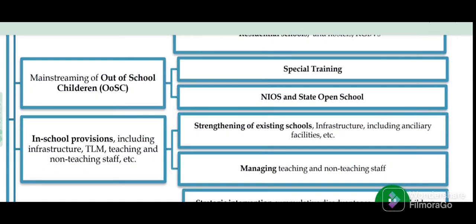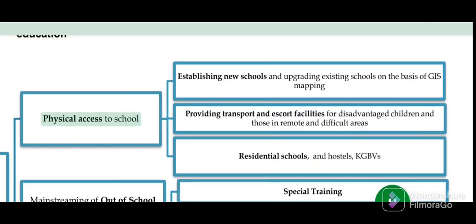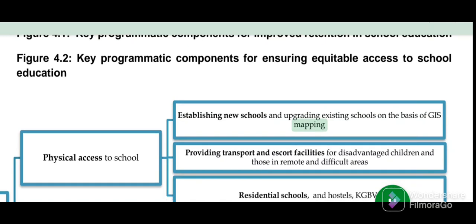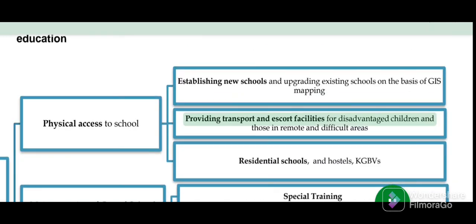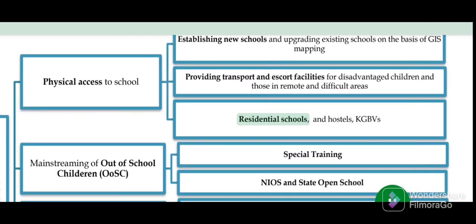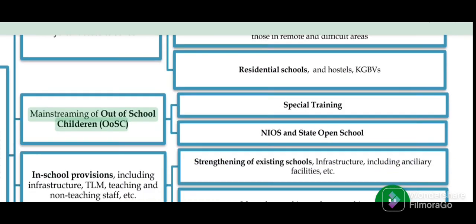Education. Physical access to school. Establishing new schools and upgrading existing schools on the basis of GIS mapping. Providing transport and escort facilities for disadvantaged children and those in remote and difficult areas. Residential schools and hostels, KGBVs. Mainstreaming of out-of-school children (OOSC).